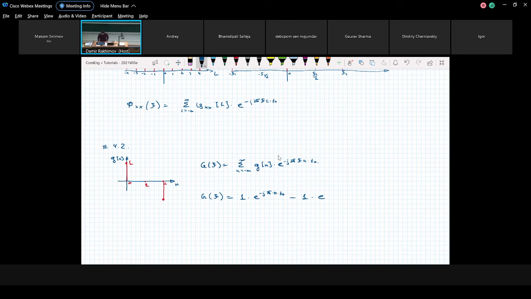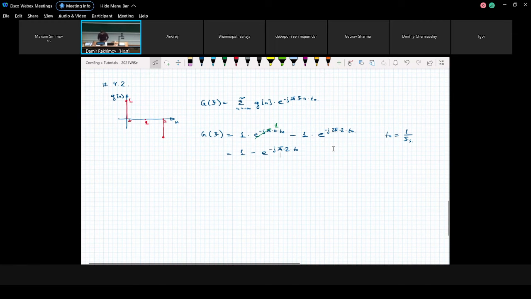at position 2 we have exponential of minus j 2 pi f times t0. Say that t0 is proportional to the sampling interval, 1 over fs. And we write that the first term of course will be 1 minus exponential of minus j 2 pi f t0. That is our transfer function. Nothing special so far, but okay.